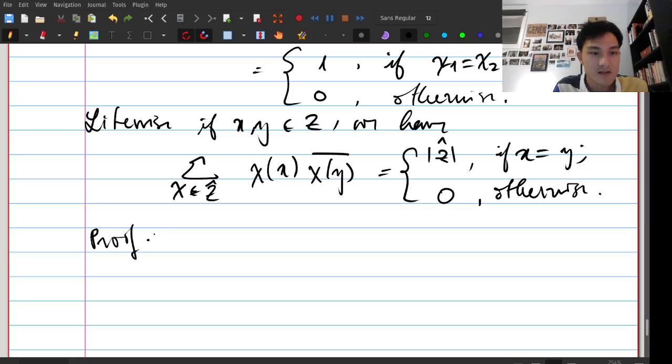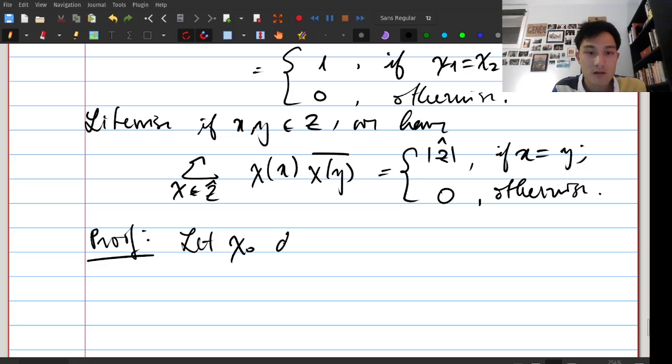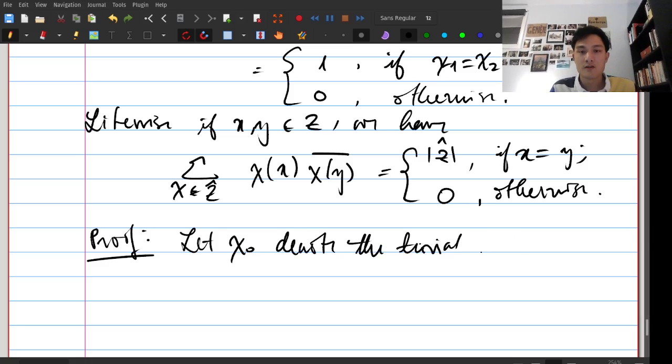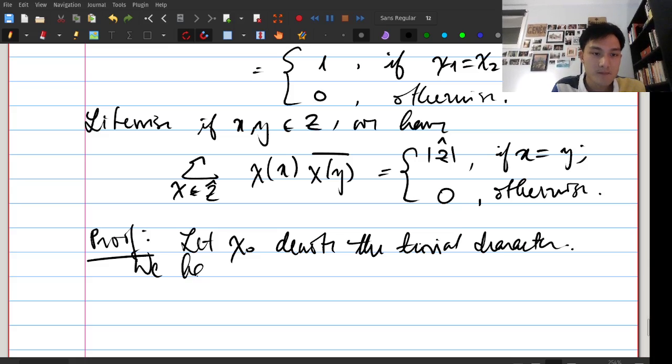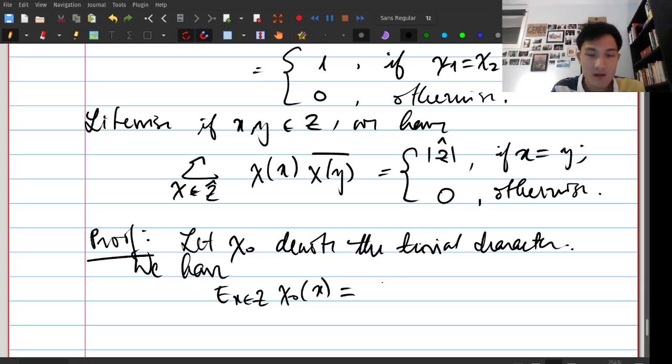So this is a pretty standard proof. First, let chi naught denote the trivial character. If we take the average over all of Z of chi naught of x, well, that's just the expectation of this constant function 1, which is 1.